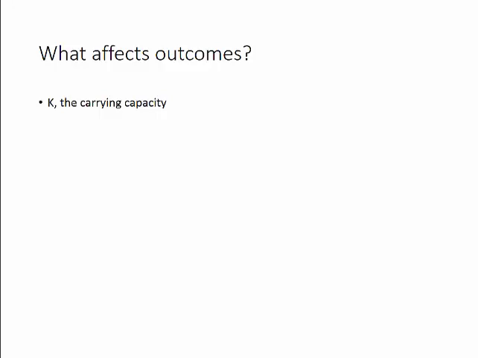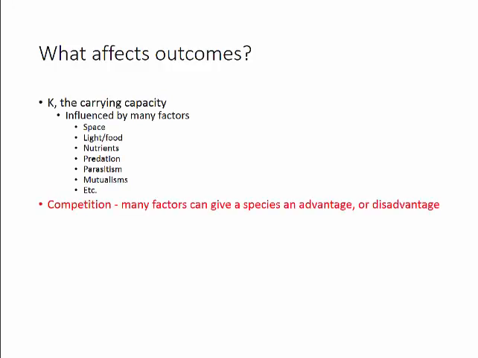Recall that carrying capacity is influenced by many other factors in the ecosystem, including some of these listed here. Carrying capacity is also influenced by competition, but for the purposes of studying competitive outcomes, it helps to consider competition in its own category and leave all those other factors to influence carrying capacity.